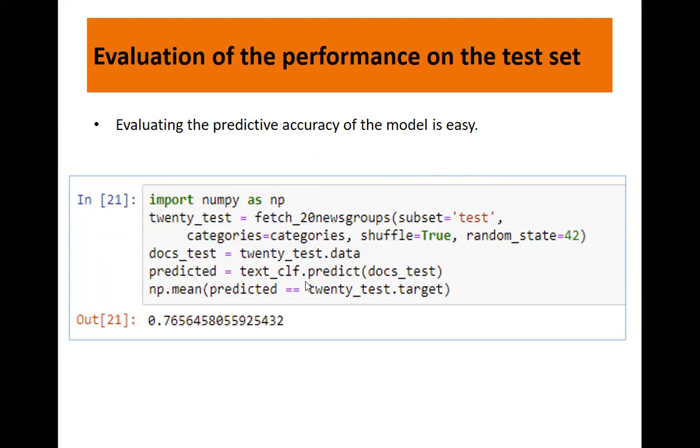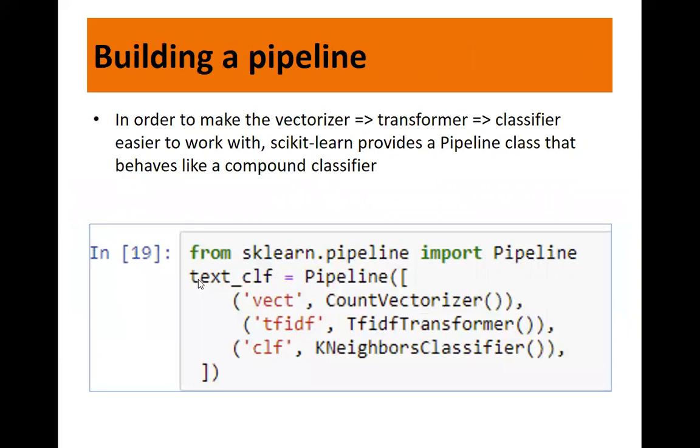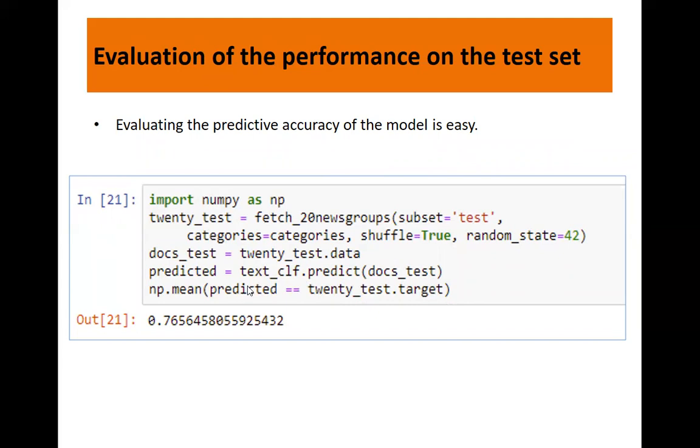Now we are predicting using text CLF. We are not using any vectorizer, we are not using any TF-IDF, we are directly using the pipeline here. What is the name of the pipeline? It is text CLF. We have created a pipeline text CLF, and it will do all these things and directly return the output. So I'll use text CLF.predict on doc test.